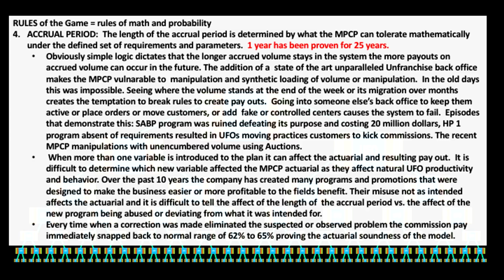So after it happens and we see that the payout change, which is a net result of the actuarial accrual programs and the MPCP math, we know something happened. We have to go back and find it and adjust it, correct it, so that it all works. And that's what we do. So every time when a correction has been made and we eliminated the suspected or observed problem, the commission payout immediately snapped back to the normal range of 62 to 65%, proving the actuarial soundness of the model. And that's the bottom line.